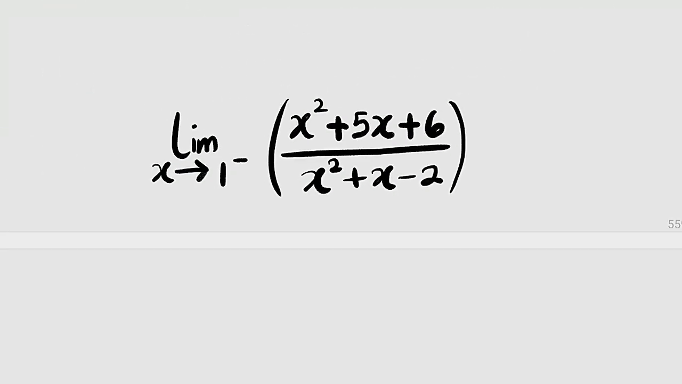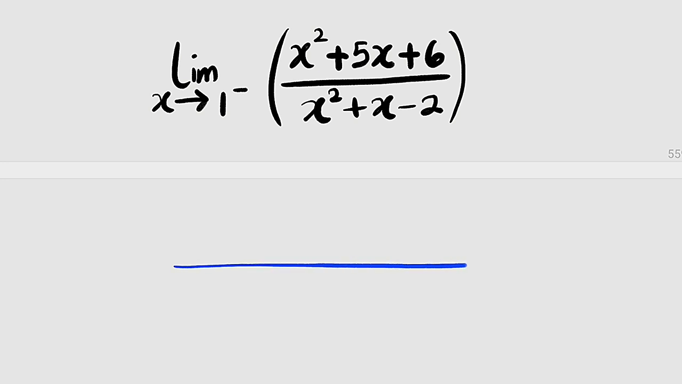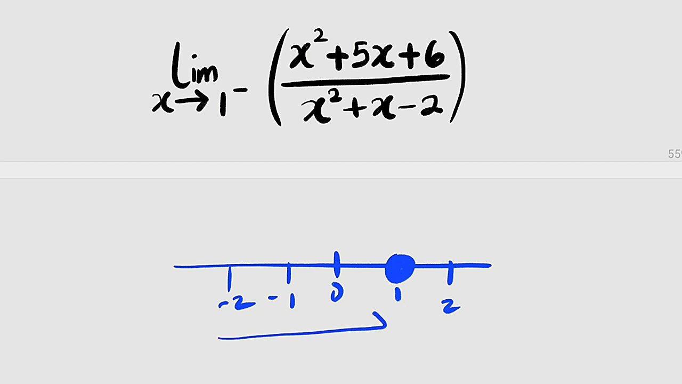All right, here is our last problem. We would like to evaluate the limit of the function x squared plus 5x plus 6 divided by x squared plus x minus 2 as the value of x approaches 1 from the left hand side. Let us draw it first. This is our number line. We have 0 here. We have 1. We have 2 to the left. We have -1. We have -2. This is our point of interest. And we are approaching this value from the left hand side.